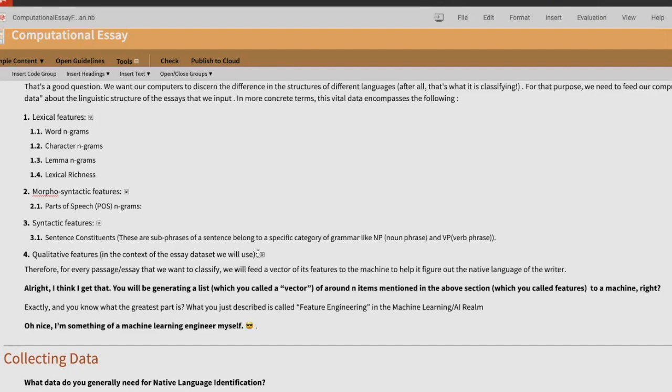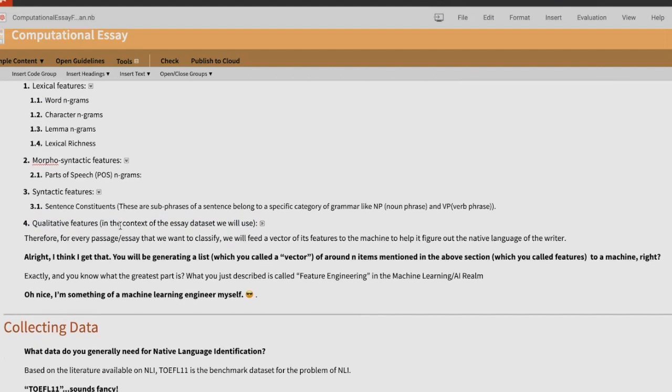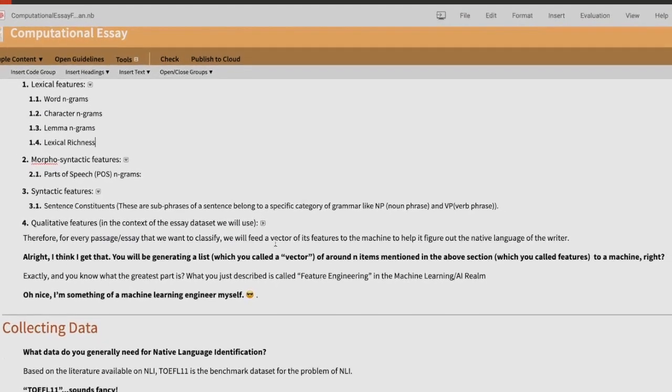Other than that, I also thought of resorting to qualitative features like named entities. Is it possible that a Mandarin student who is trying to learn English would use certain named entities more than, say, a Thai student who is trying to produce the same text in English? And yes, with that information, we'll see that these are a lot of features. How do we pass these features into a computer? We do it by creating a list called a vector of around n features and trying to train a machine learning model.